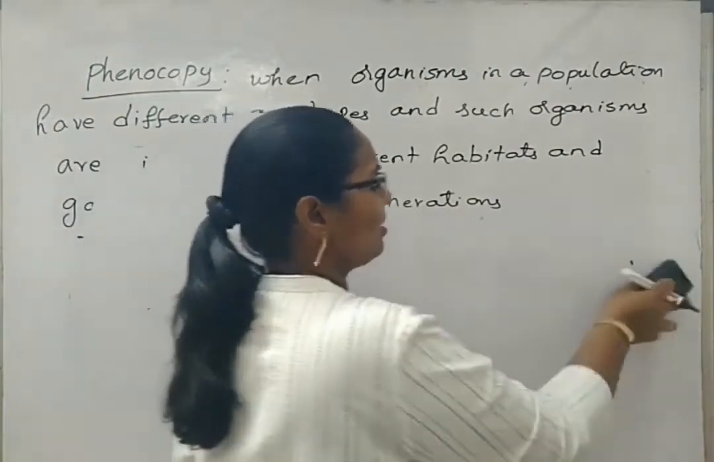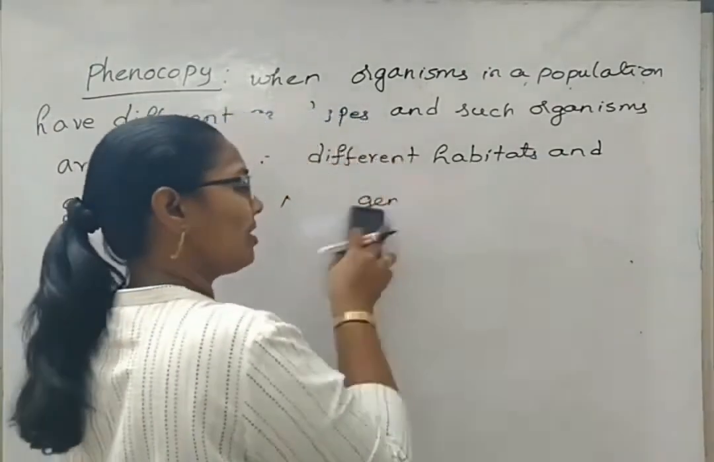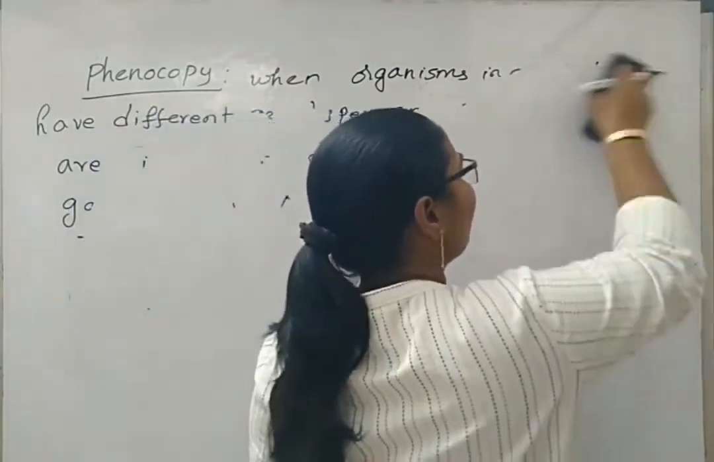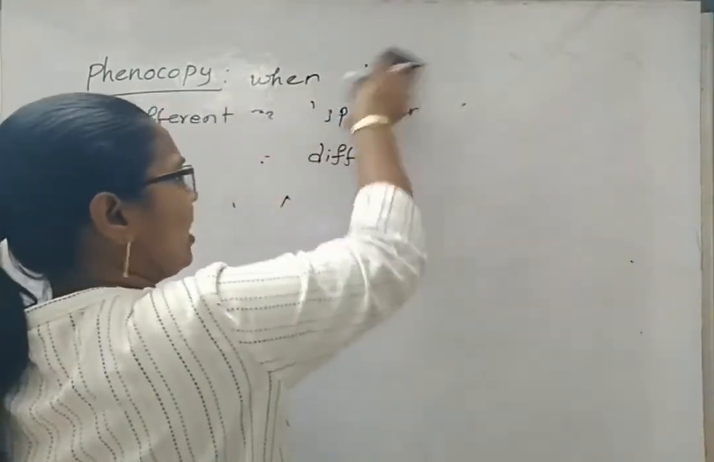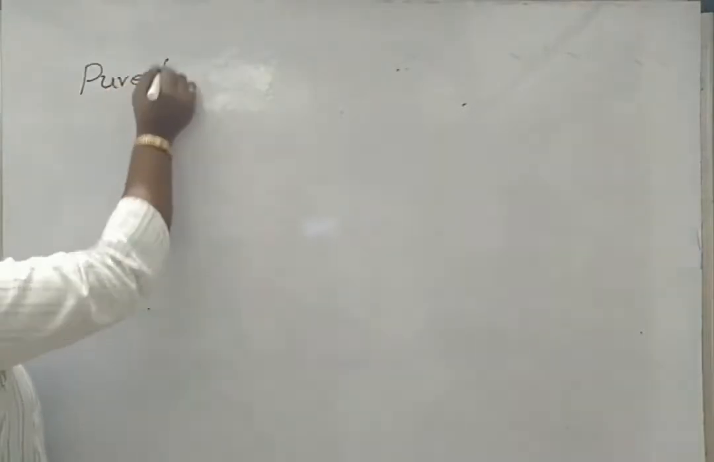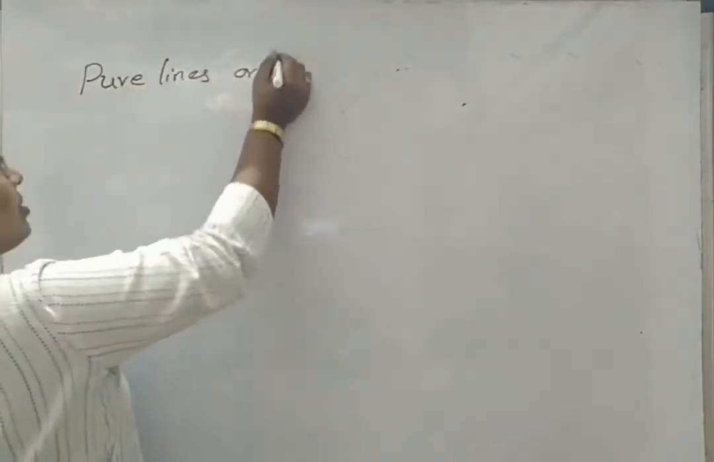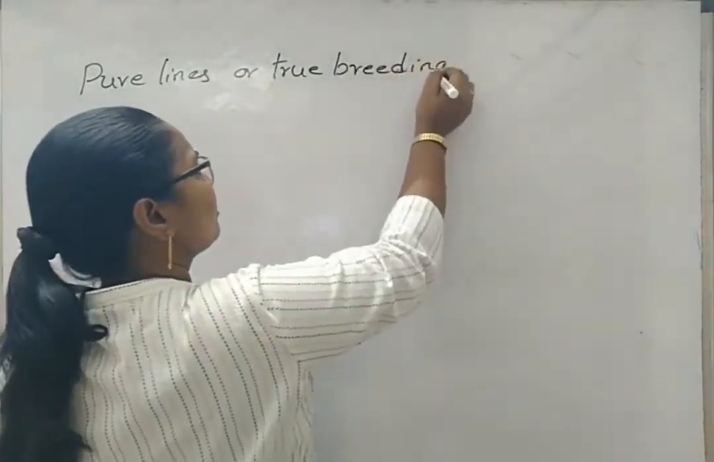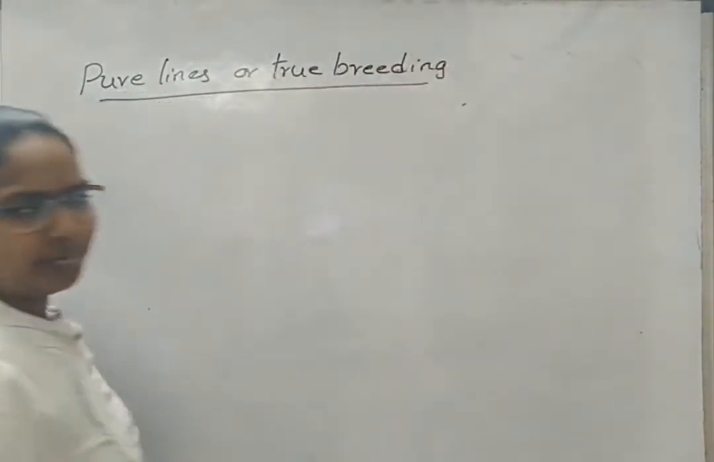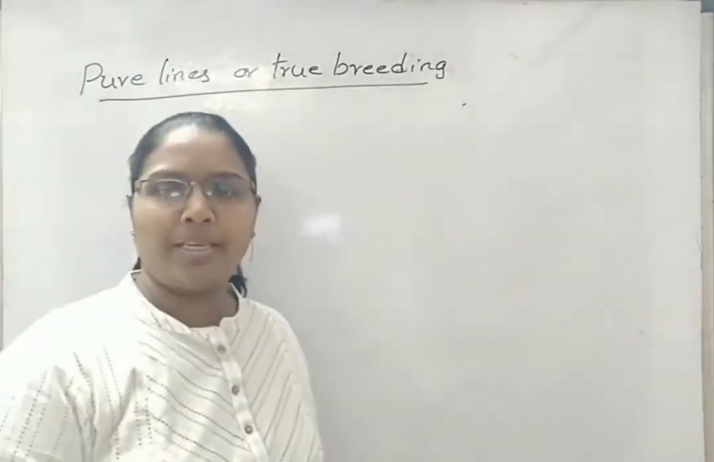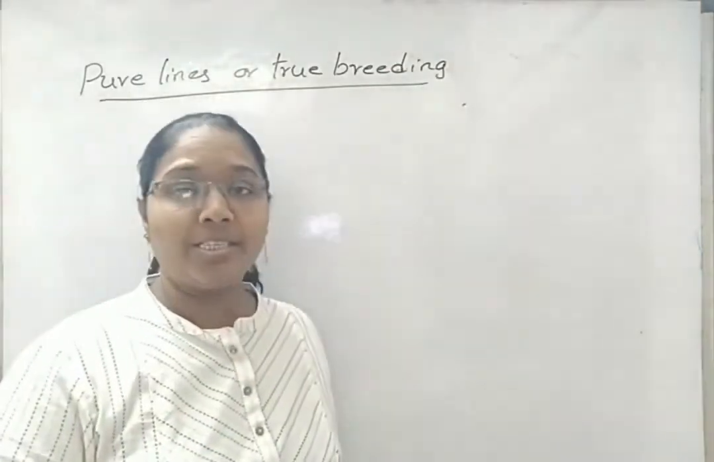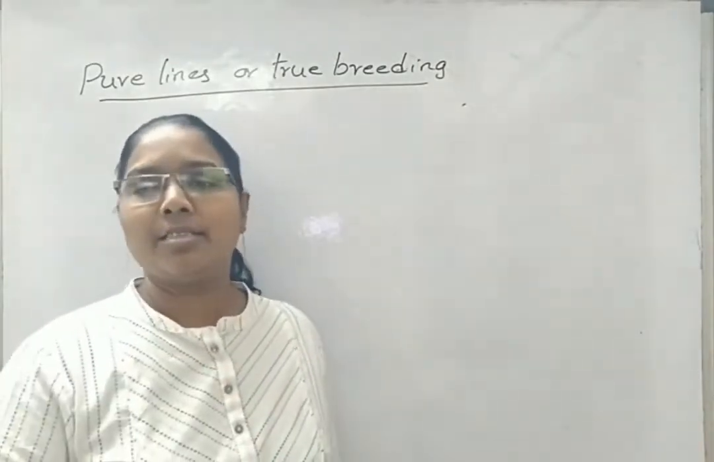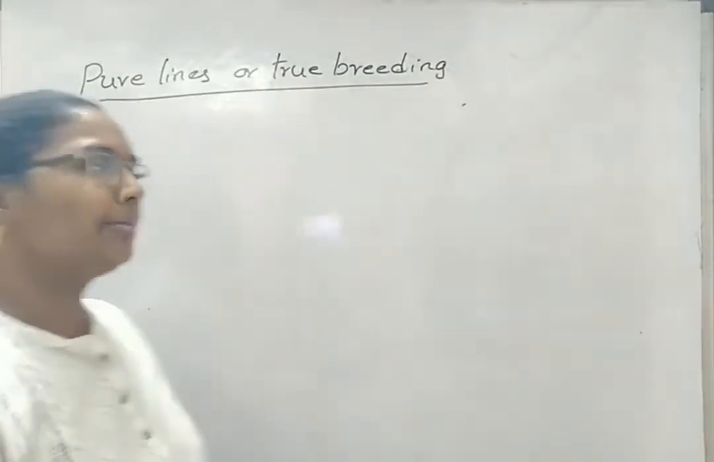When an organism has retained same character for several generations, then we call such organisms as pure lines or true breeding organisms. Pure lines or true breeding. Now, these are the terms that are applied to the offsprings that have retained a special character even after several generations of self-breeding only.